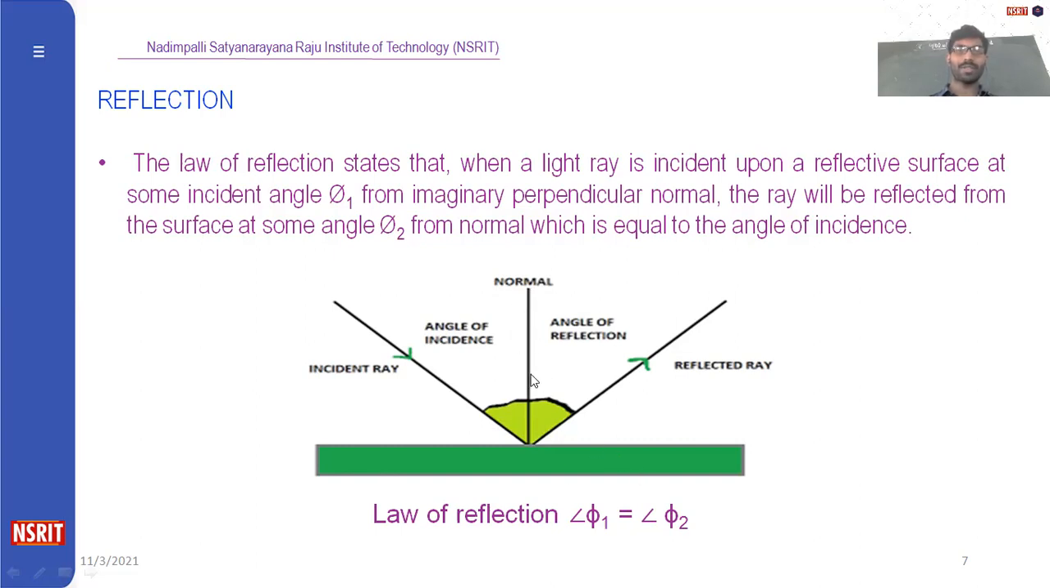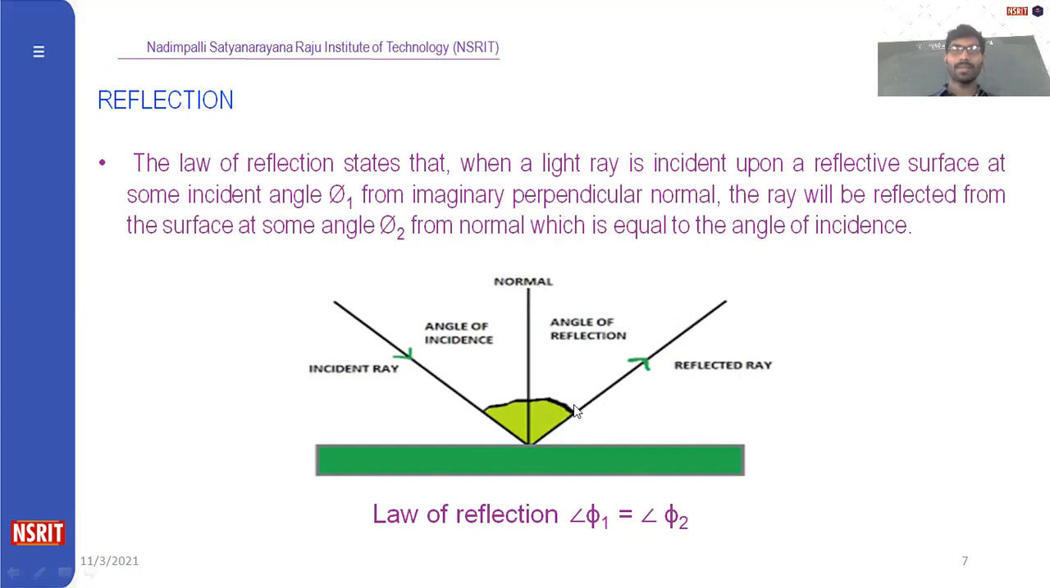Okay, we are not going to say this, we are going to imagine this. If a light ray is incident on this surface, it is going to make an angle, and this angle is known as the angle of incidence, indicated by phi 1. Now the ray is going to get reflected.